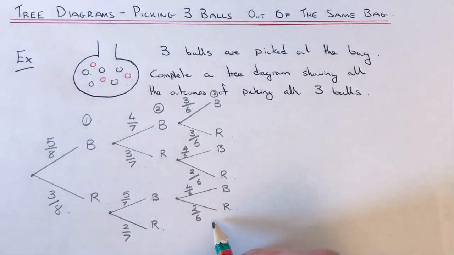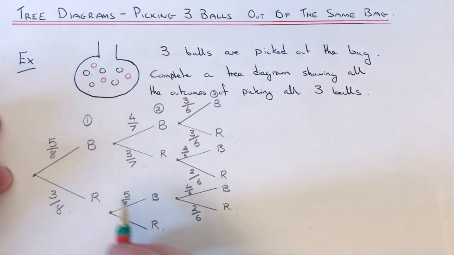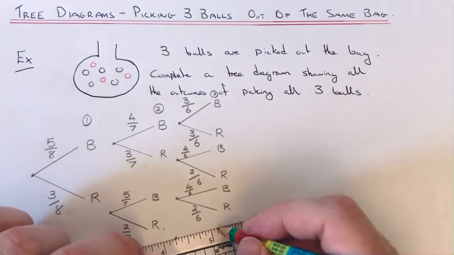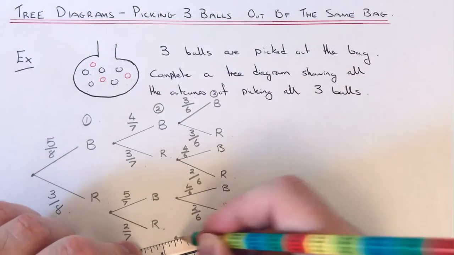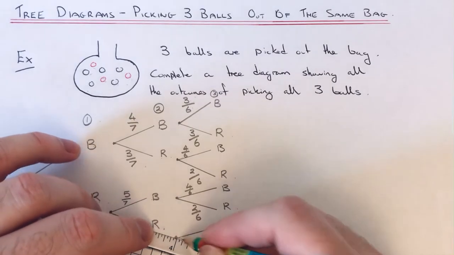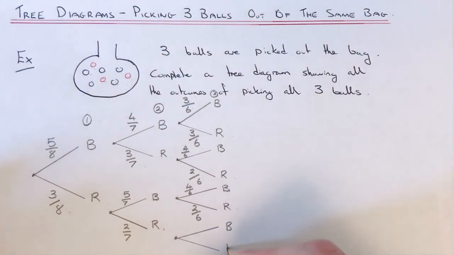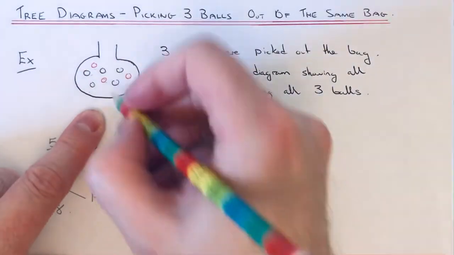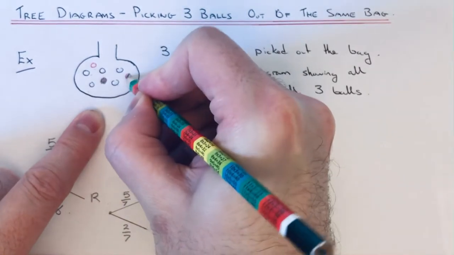And then let's complete the bottom route. So with the bottom route, I picked out two reds previously. So I can still pick out a black and a red for my third ball. So I'm going to cover up two reds this time. It's a little bit awkward. Let me just cross them out.